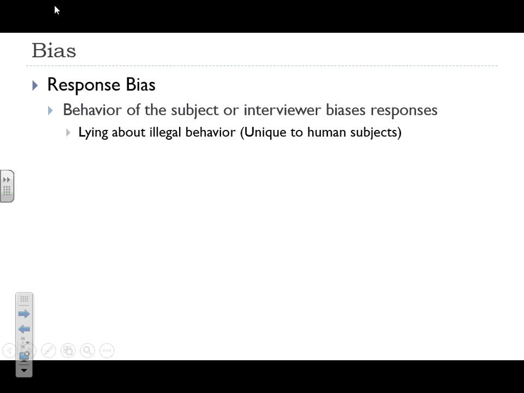Another thing that can happen is lying. Again, unique to human subjects. Humans have the ability to lie. And in a lot of cases, they will lie if they're asked about illegal or illicit behavior or things that might be deemed socially unacceptable.